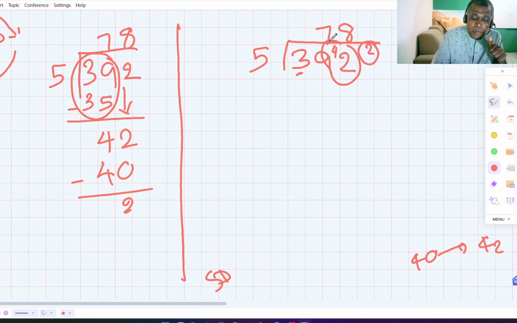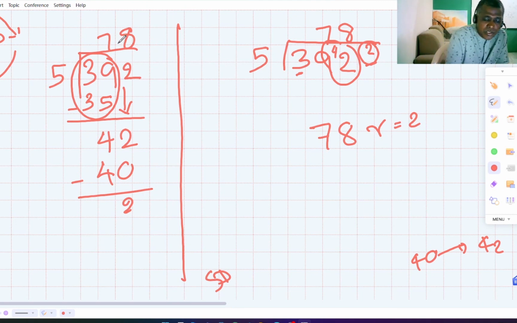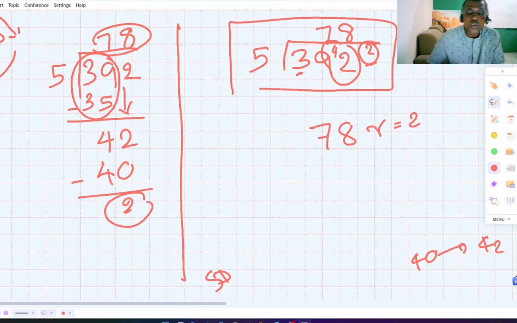R is 2. That means 78 is the answer and R is equal to 2. This R is coming from here. You got the same answer, 78, R is equal to 2. But here we wrote only a few lines. That's called the short division method. This method was also in your grade 5 books, and you have to practice this one. If you practice more, you can do many questions very easily.